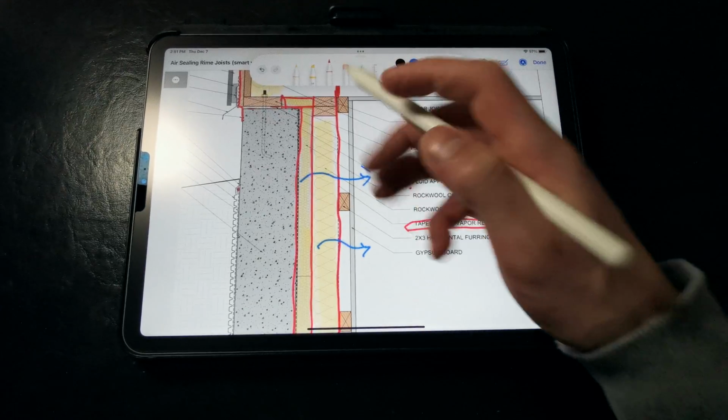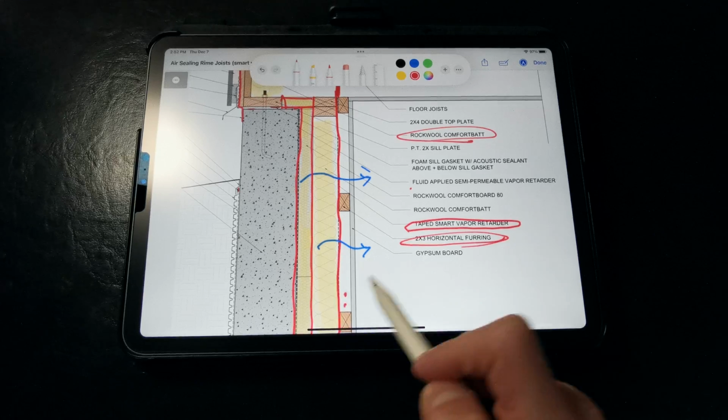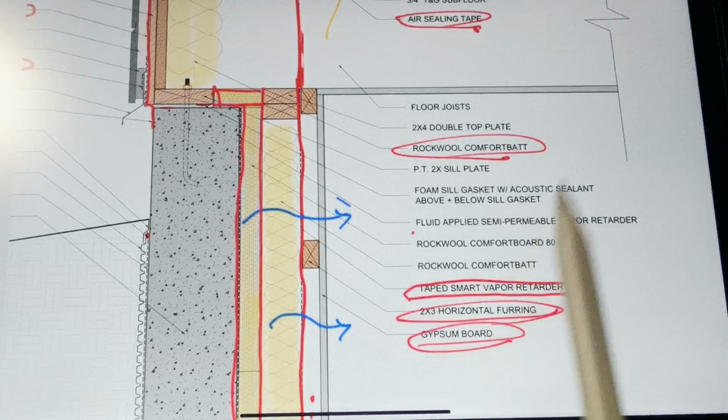Then over the smart vapor retarder, we can install horizontal 2x3 furring for an airtight surface cavity for our electrical conduit, and then we can fasten our standard gypsum board to that.